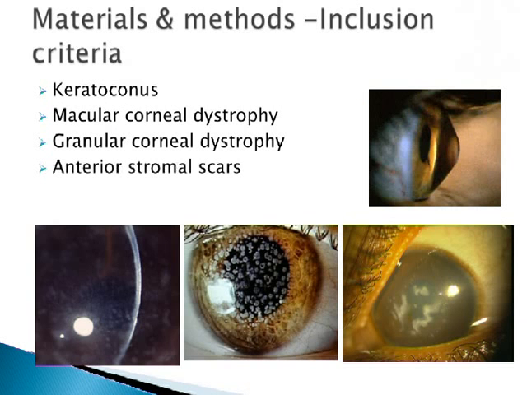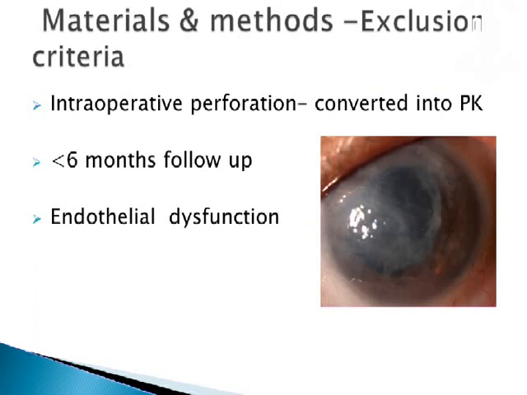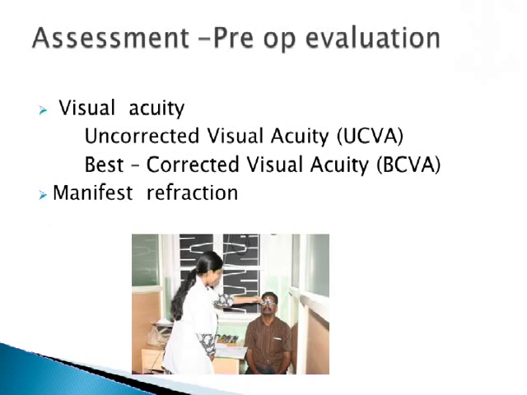Inclusion criteria were keratoconus and patients with anterior stromal pathologies like macular and granular corneal dystrophy, and anterior stromal scars. Exclusion criteria were patients who had intraoperative perforation and had to be converted to penetrating keratoplasty, less than 6 months follow-up, endothelial dysfunction, and diseases like glaucoma, amblyopia, and retinal diseases.